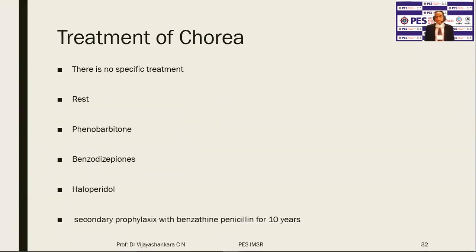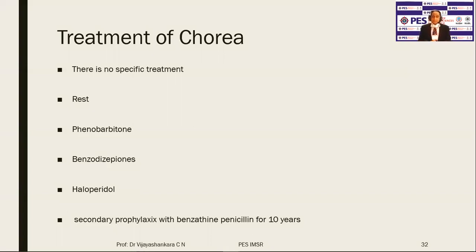Treatment of chorea: there is no specific treatment for chorea. It's a self-limiting event, so drugs are not necessary. Rest, you can give phenobarbital. It decreases the frequency of the abnormal movements. You can use benzodiazepines. You can use haloperidol if it is very severe.